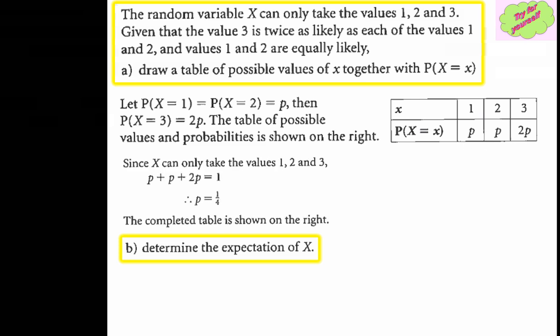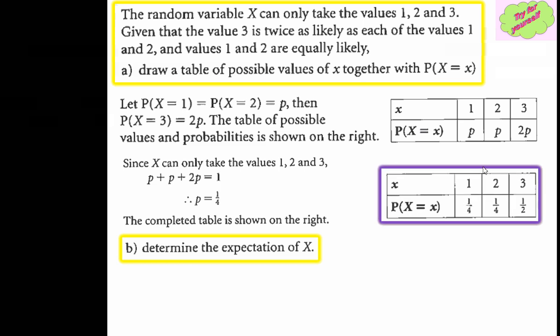But we do know that all the probabilities must add up to 1. So you could therefore work out what P is. If all the probabilities add up to 1, then P plus P plus 2P must equal 1. So therefore 4P equals 1, so P must be 1 over 4. That means that when you sub that in, you get a quarter, a quarter, and a half. And that makes sense, because remember, all the probabilities must add up to 1.